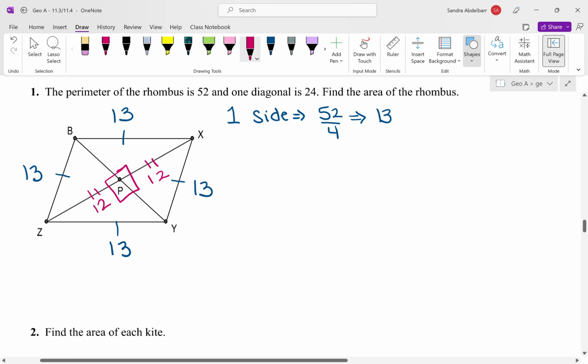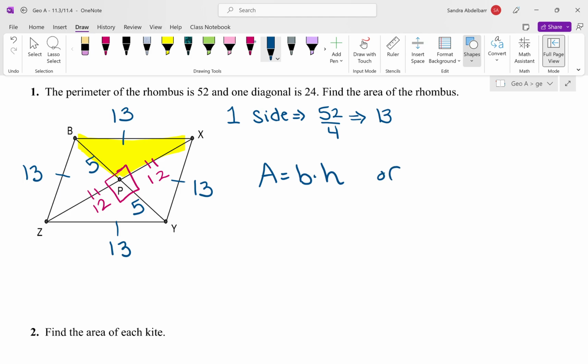This is huge. Why is this huge? Pick one triangle. We have a 12. The hypotenuse is 13. What is this? Something 12, 13. 5, 12, 13. Good. It is a triple. So if this is 5, is the other part of the diagonal also 5 since they bisect each other? All right, so now I have to decide which formula I'm going to use. We have 2 options. We have area equals base times height, or area equals half d1 times d2.